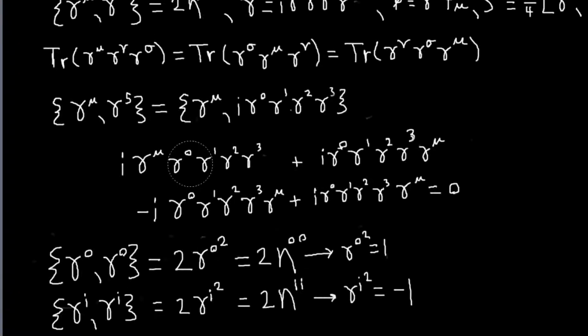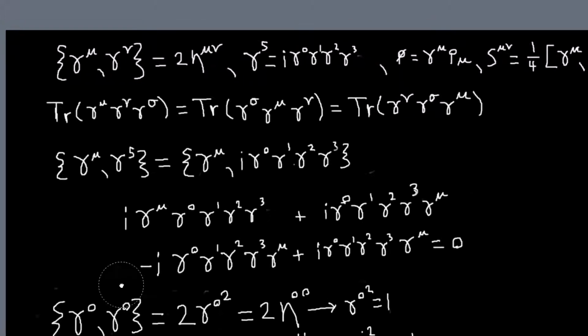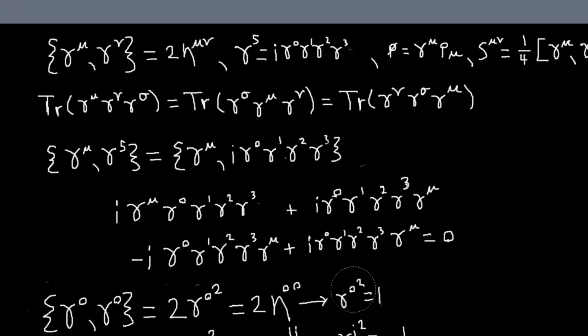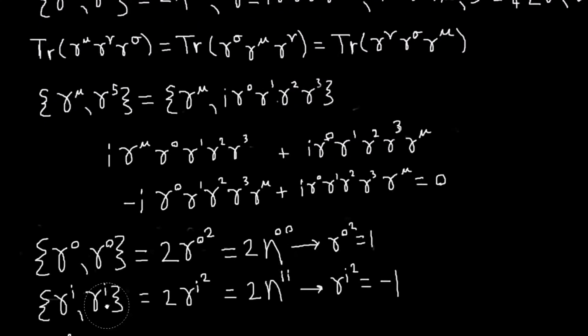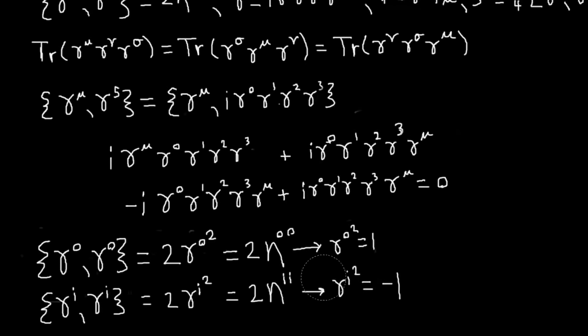A few more things. Another thing this tells us is that we can do the anti-commutator of gamma 0 with itself. This is how we prove that the square of gamma 0 is 1. I think I've used that in a few previous videos, but here we see why it's true. If it's gamma 0 here, we just get 2 times eta 0 0, which is 1. So this tells us that gamma 0 squared is 1. And then we can do a similar thing with gamma i, and eta i i is minus 1. So the gamma i squared are all minus 1.